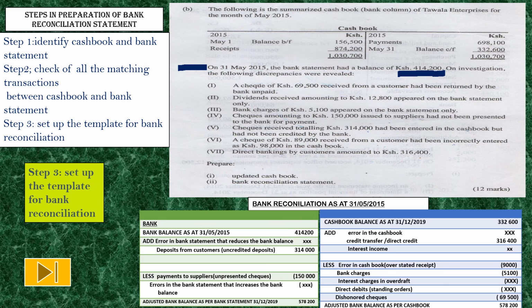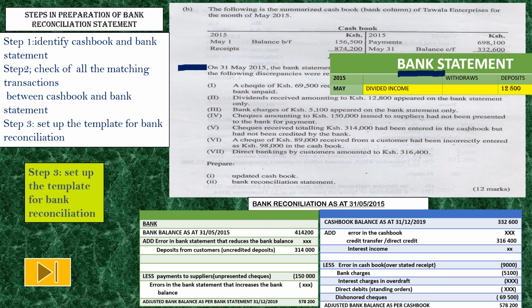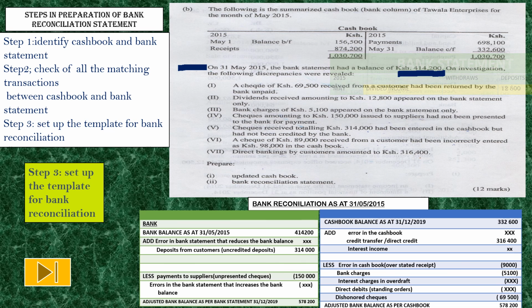Additional information number 2. A dividend received amounting to shillings 12,800 appeared on the bank statement only. That was an income, so it was increasing the money that we had within our bank. Because it was increasing the money, we come back to our cash book and we also do the same. So we increase the money within our cash book. Go to the cash book template and we increase our money with that dividend income.